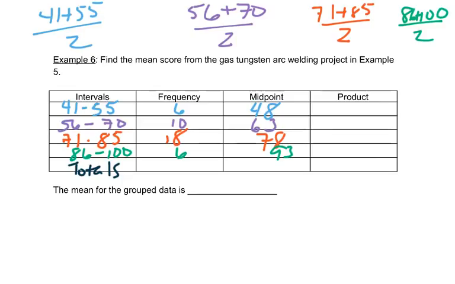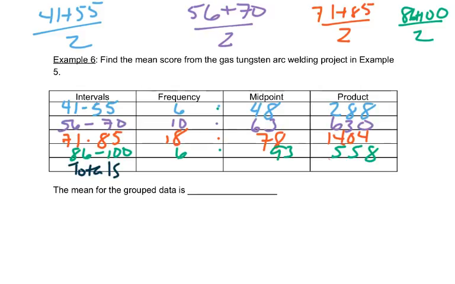So the next step is that we're going to multiply the frequency times the midpoint. So we'll do 6 times 48. And then we'll do 10 times 63. And then we'll do 18 times 78. And then we'll do 6 times 93. And we're going to put those answers under the product column. Again, I'm going to pause the video. So we should get 288, and then 630, and then 1404, and then 558.